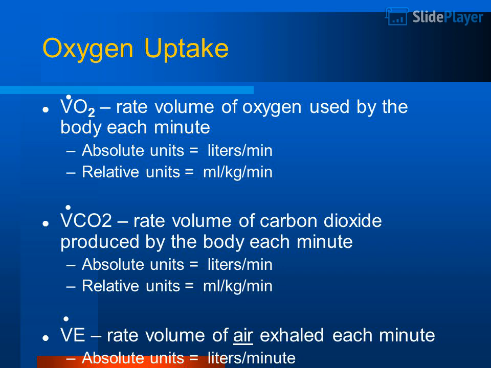Oxygen uptake. VO2 is the rate, or volume, of oxygen used by the body each minute. Absolute units equal liters per minute. Relative units equal ml/kg per minute. VCO2 is the rate of carbon dioxide produced by the body each minute. VA is the rate of air exhaled each minute. Absolute units equal liters/minute.